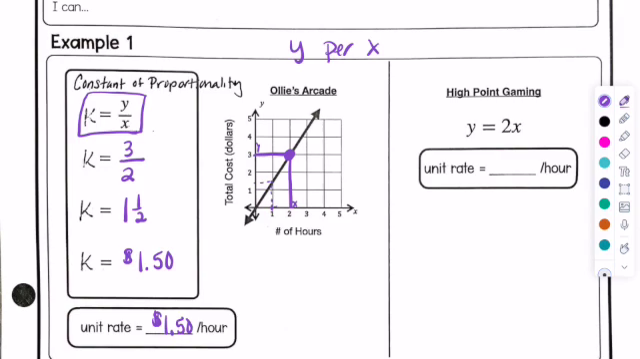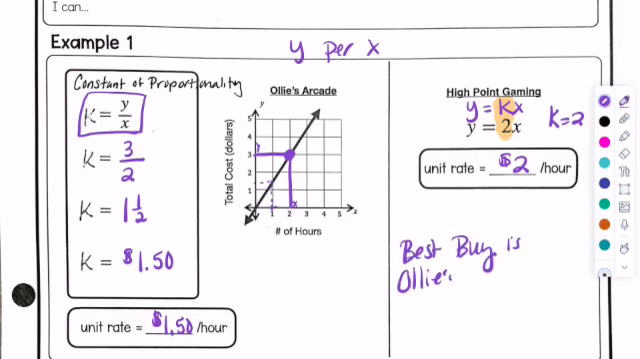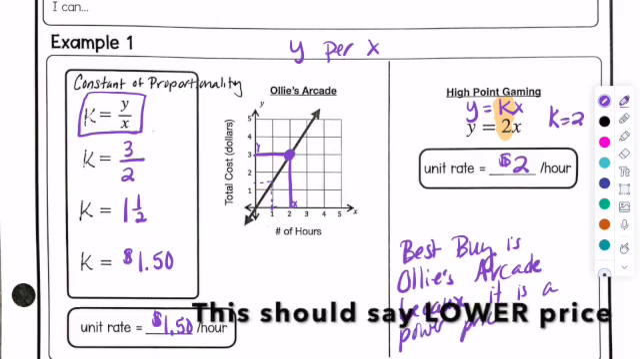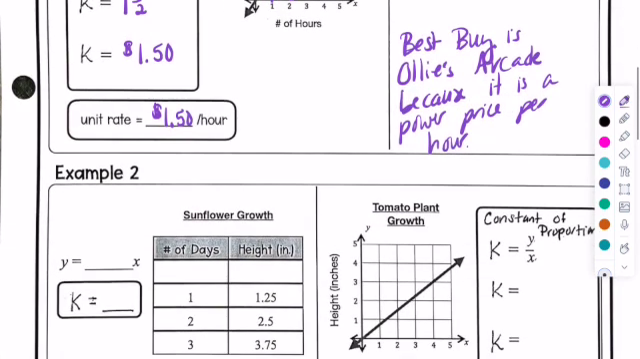So here our unit rate for Ollie's Arcade is $1.50 per hour. For High Point Gaming, they give us an equation Y equals 2X. Now remember, for proportional relationships, the equation is Y equals KX, and in this case, we're looking to find K, so K has to be equal to 2, which means that the unit rate would be $2 per hour. And if you and your friends are going to the arcade and you are trying to get the biggest bang for your buck, then your best buy is Ollie's Arcade because it is a lower price per hour.